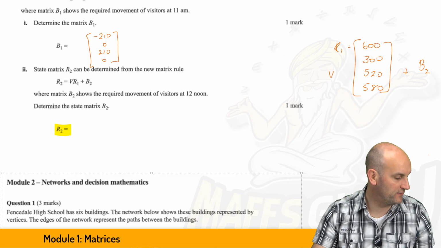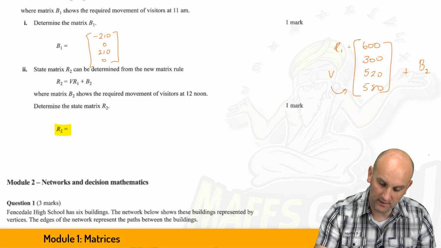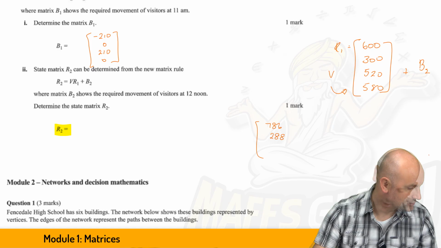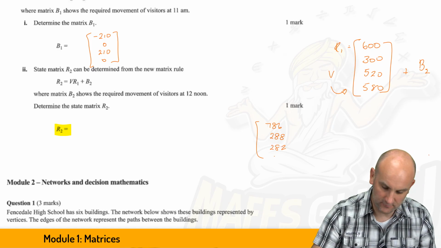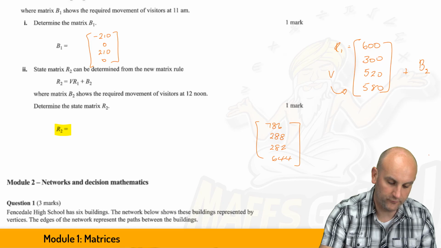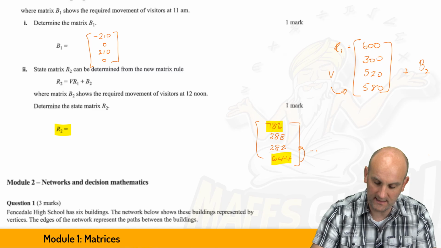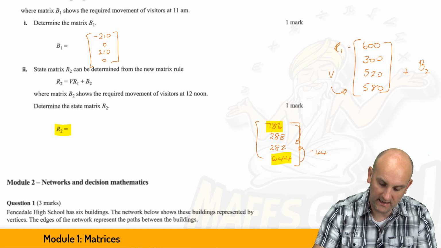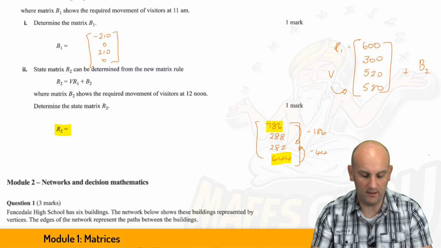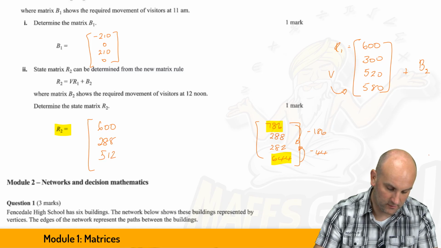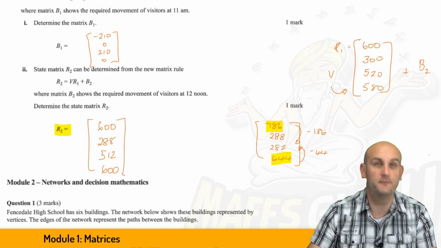So when I put this into my calculator, when I did V times this matrix here, what I got out was 786, 288, 282, and 644. And what we notice now is that we've got two values where there are too many people. So I need to get rid of 44 and put them in there. So take away 44 from there. And I need to put 186 into there as well, which I believe makes my R2 equal to 600, 288, that one doesn't change. This one becomes 512, and this one becomes 600.